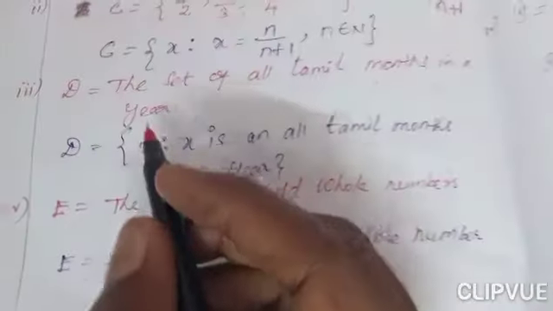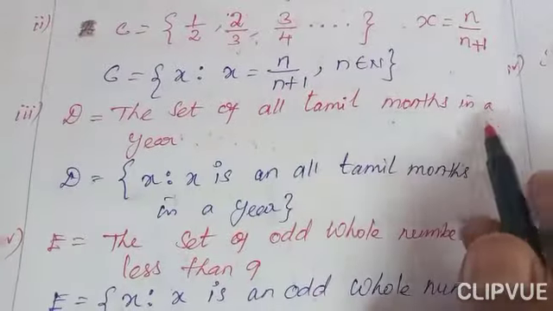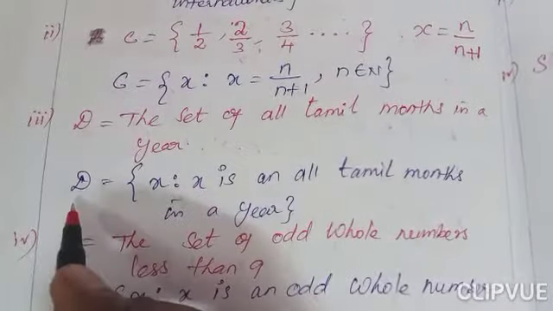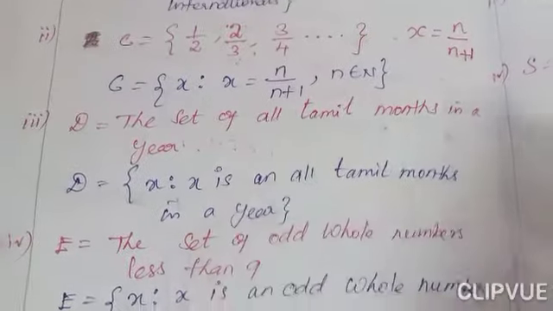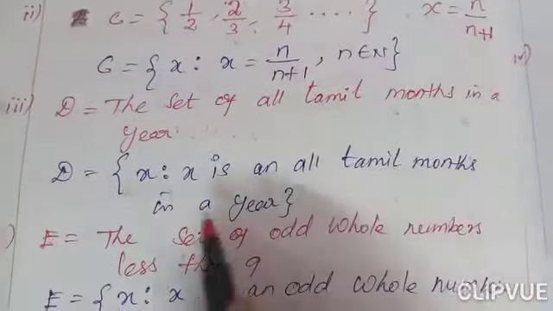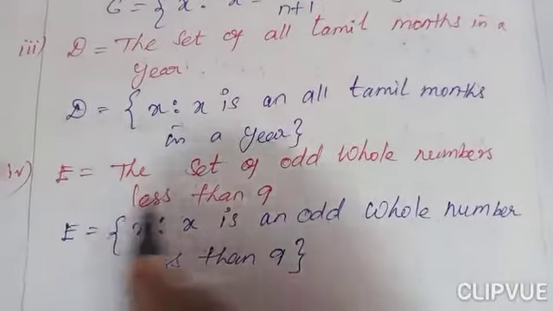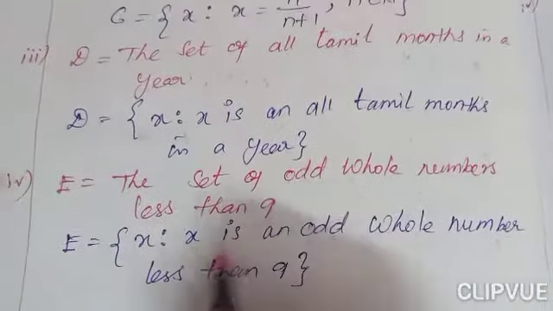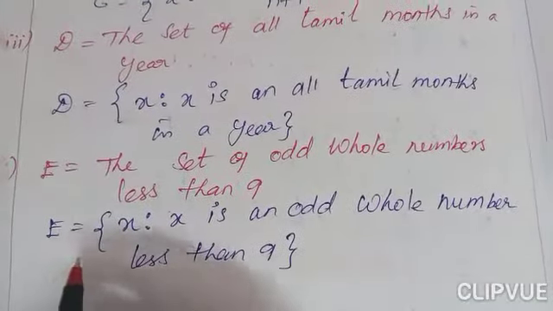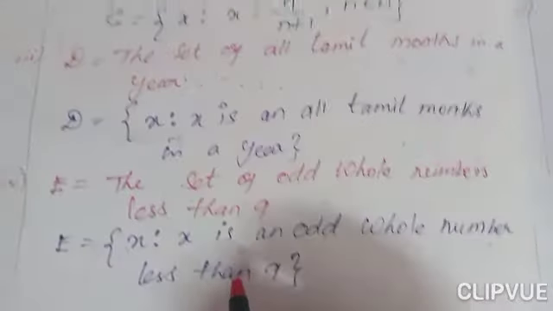Look at the third question. D equals the set of all Tamil months in a year. Set D equals x such that x is an all Tamil months in a year. Fourth one. Set E equals the set of odd whole numbers less than 9. Look at the solution. E equals x such that x is an odd whole number less than 9.